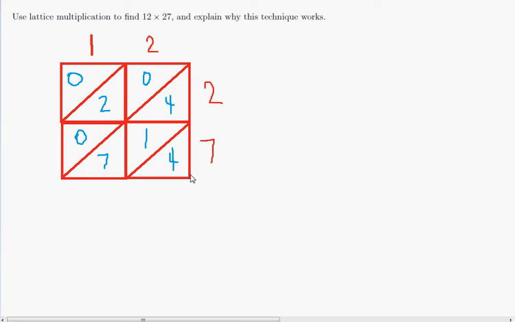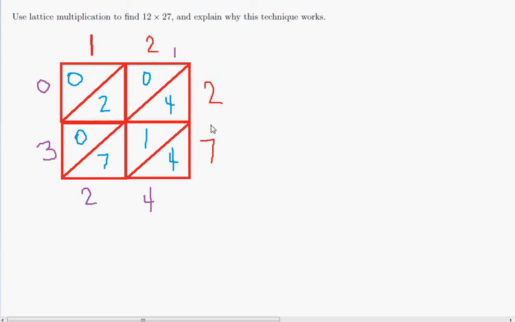Now the next thing I do is add. So we'll do the adding down here in purple. So 4 is just 4. Then 4 plus 1 plus 7, that's 12. So that's 2, carry the 1. 1 plus 0 plus 2 plus 0 is 3. And finally 0 over here for this last row.